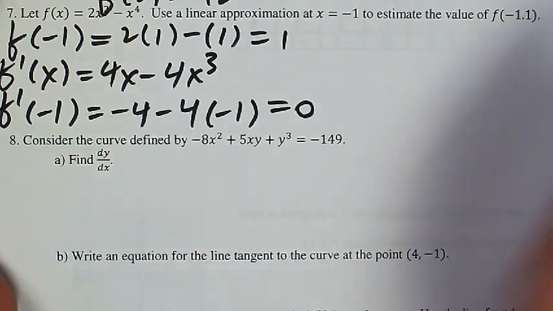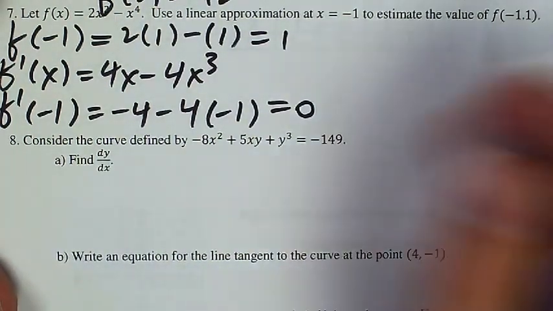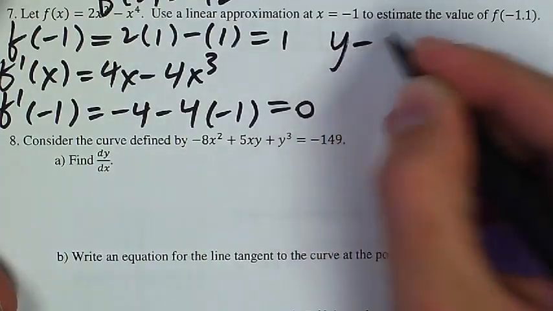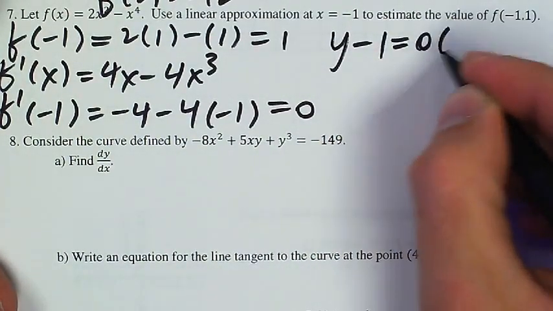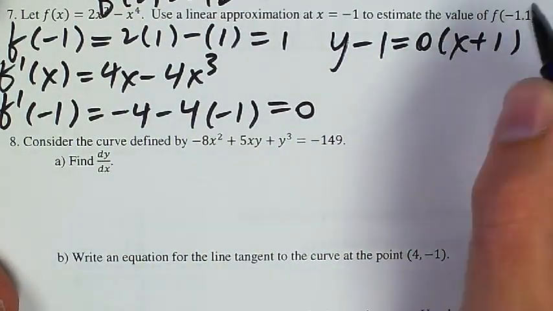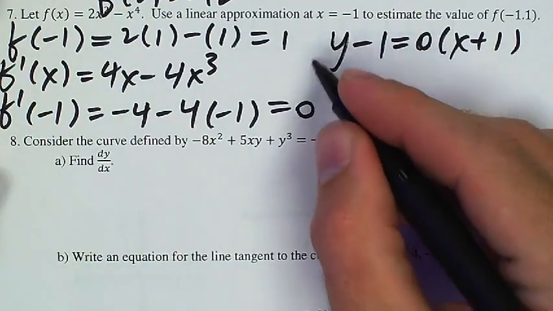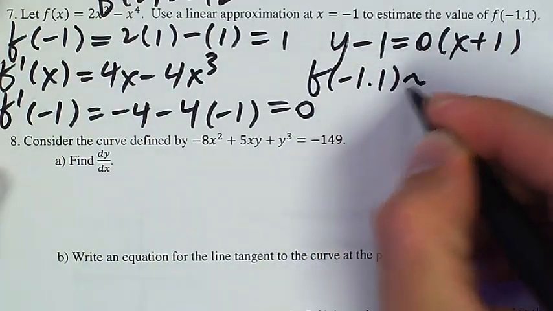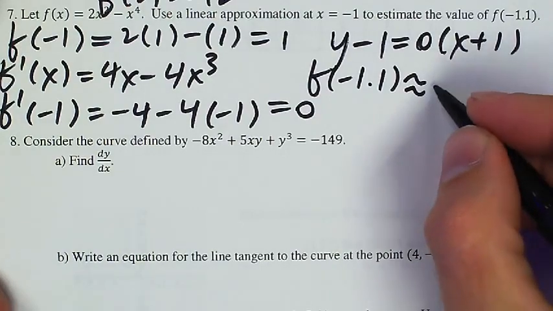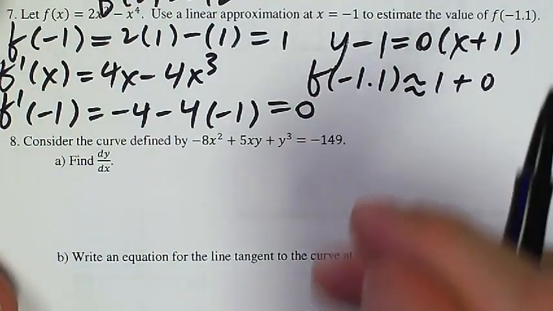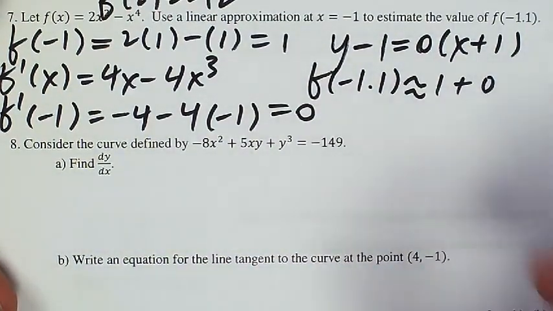It's disappointing. Okay, so the linear approximation is going to end up being 1 again, but I'll say, okay, y minus 1 equals 0 times x minus negative 1, and then f of negative 1.1 is approximately equal to 1 plus 0. Okay, so it's 1.